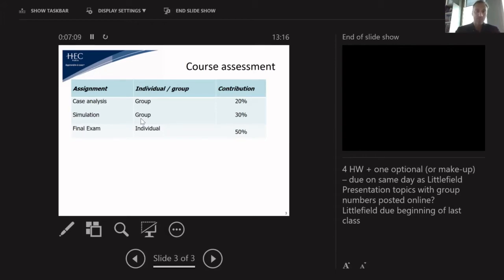And finally, there will be a final individual exam that accounts for 50% of your grade, which covers basically the main ideas, the main concepts of the course, and it will be a closed-book multiple choice exam that you can take in class right after the course.